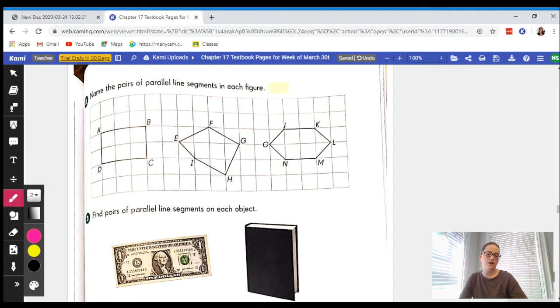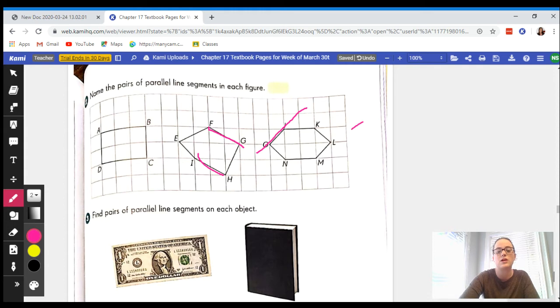Now on the second big figure, we do have another set of parallel lines. IH is parallel to FG. We also see that there's so many on the third one. JO is parallel to LM, NM is parallel to JK, and KL is parallel to NO. That's a lot. So these are parallel, and these are parallel.